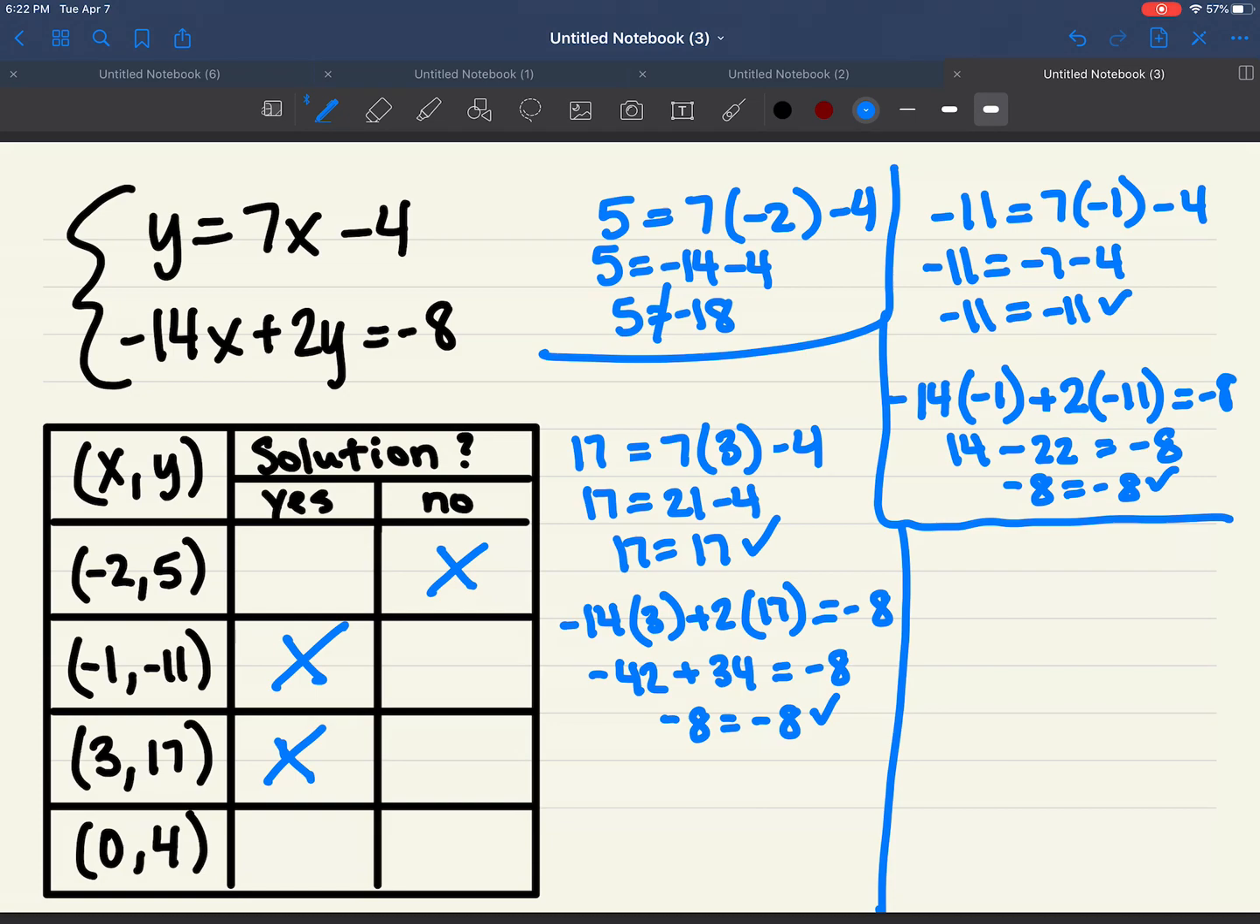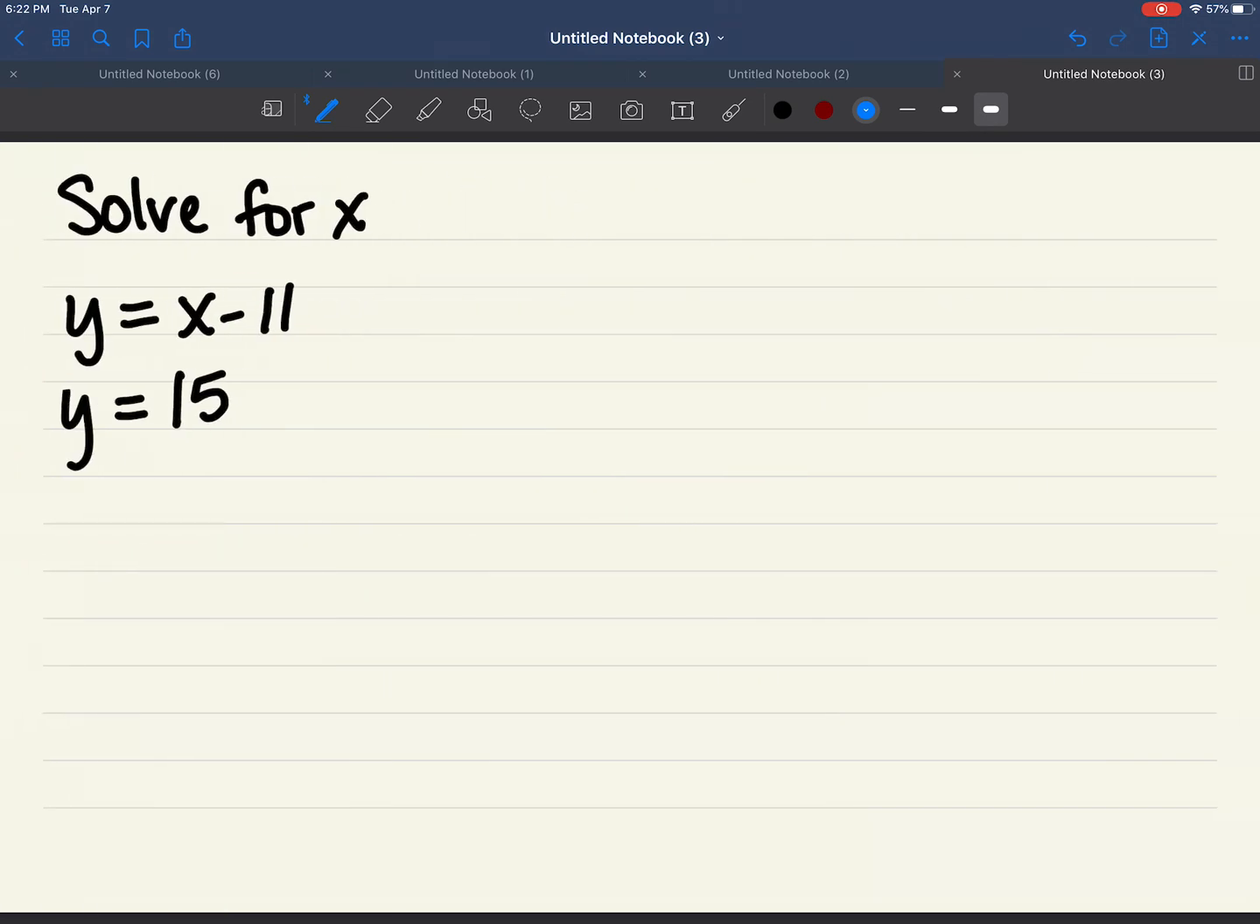And then the last one, 0, 4. Again, we plug in 4 for y. Always start with that first equation, and then plug in 0 for x. 7 times 0 is 0, and then 0 minus 4 gives you negative 4, so this does not work, so that's going to be a no. It's a lot of work just to write out, but you just need to go through and check ordered pairs. If an ordered pair doesn't work for the first equation, don't bother checking in the second. If it does work for the first, make sure you check them in both. They do have to work for both equations.